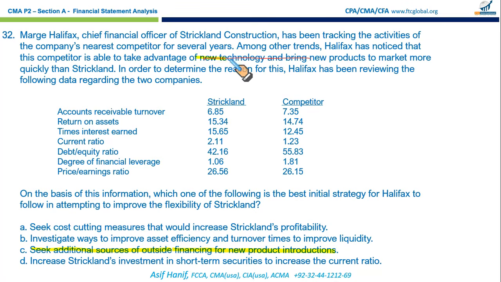Use it to bring new technology, bring new products to the market better and in a quicker fashion than your competitors. That's what you need. That's the right option. What about D? Increase Strickland's investments in short-term securities to increase current ratio. Current ratio is already better than the competitor. That's not an issue. Issue is that we are shying away from loans. Loans are not bad if we are able to make good use of them.